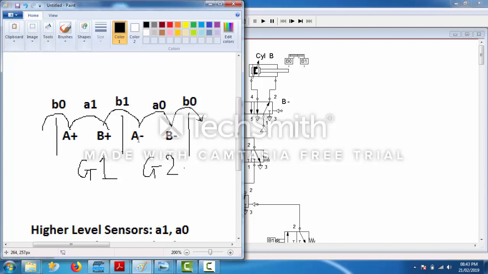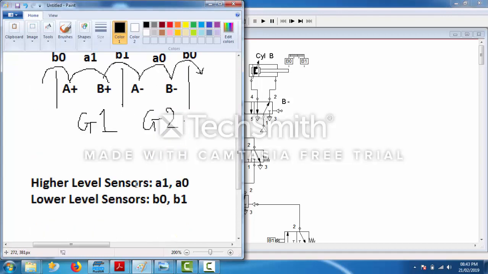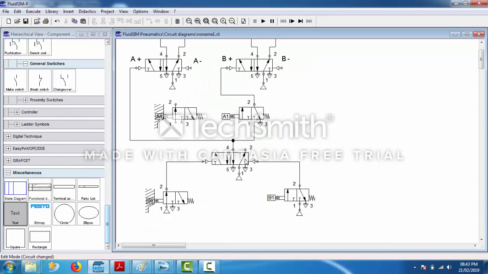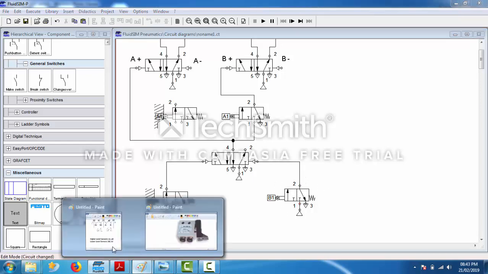Now see, after B plus what is happening? A minus is happening. But between B plus and A minus, there is what? There is a group change. So group change is taken care by lower level sensor. Which lower level sensor? B1. So we have already made that circuit. B1 is changing this. It is placed on the right side.